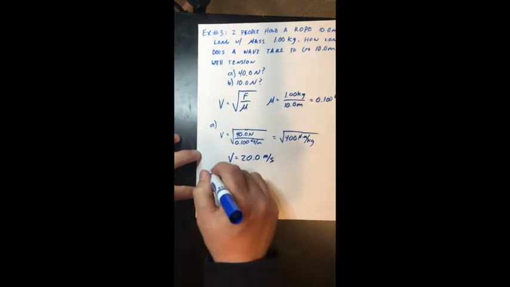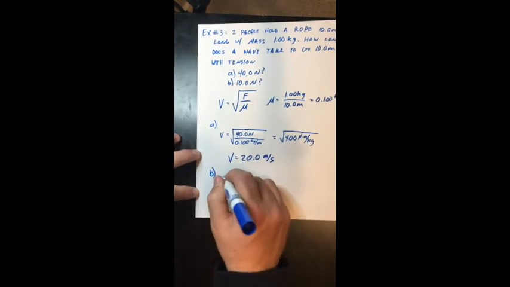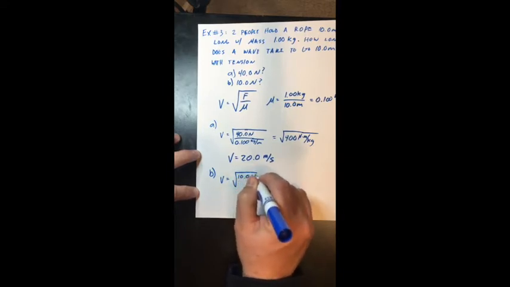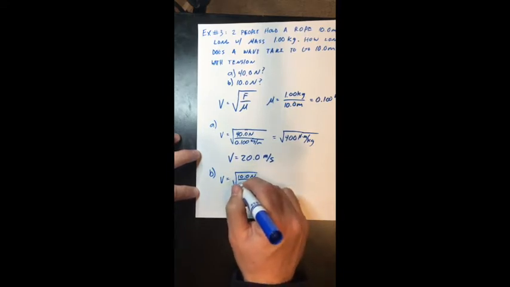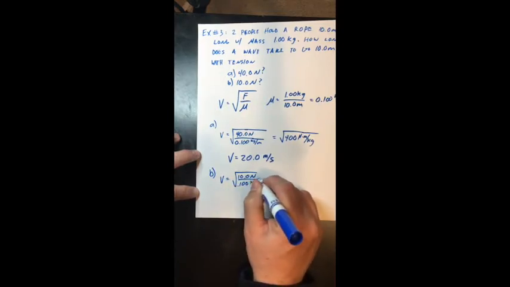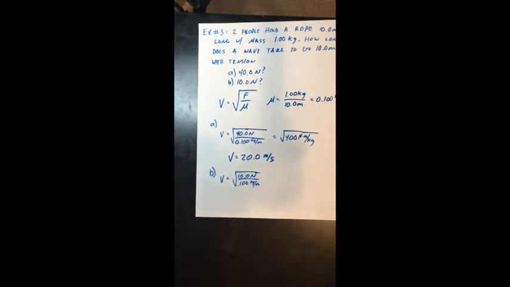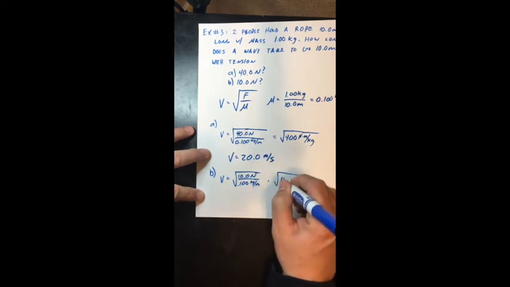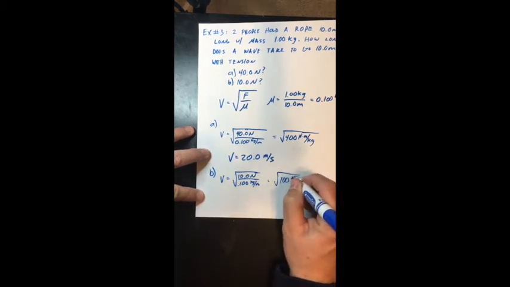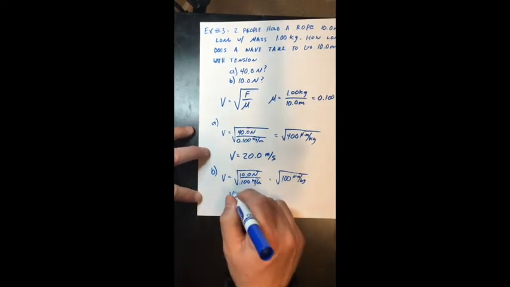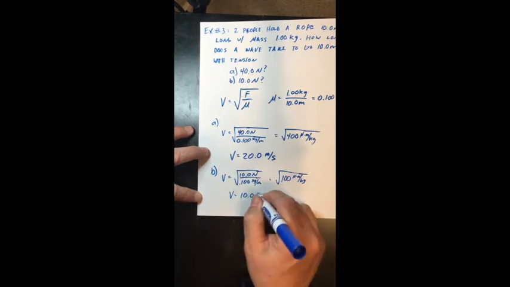All right, so then in part B, we have almost exactly the same thing, only 10 newtons now as the tension over 0.100 kilograms per meter. And so taking that 10 divided by 0.1 part, we end up with the square root of 100 newtons times meters per kilogram. And that gives us a speed of 10.0 meters per second.